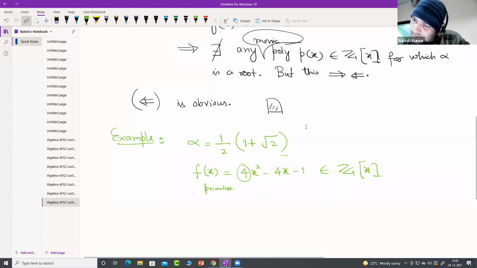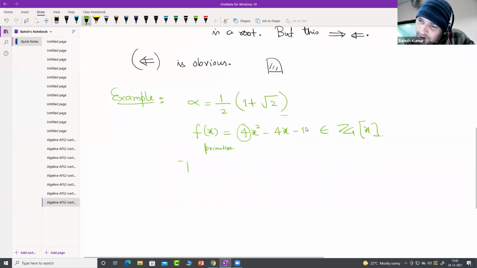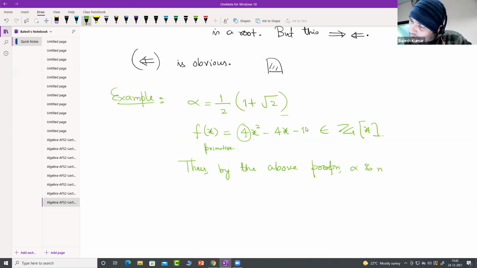Thus by the above proposition, alpha is not an algebraic integer, and so this gives a criterion for how one can conclude whether an algebraic number is an algebraic integer.